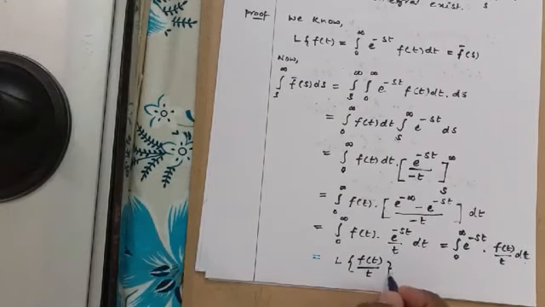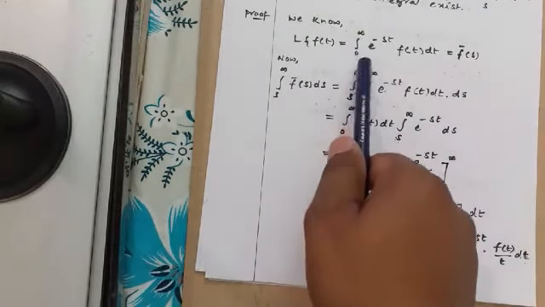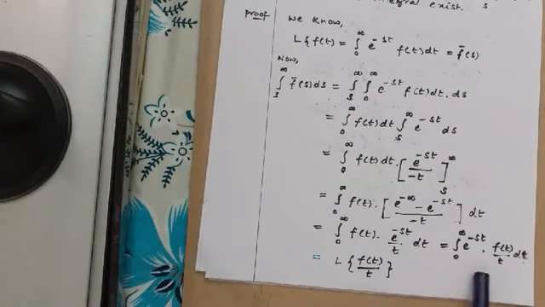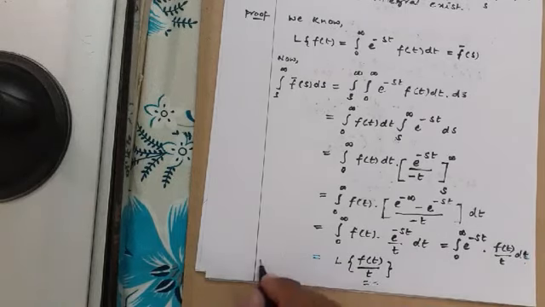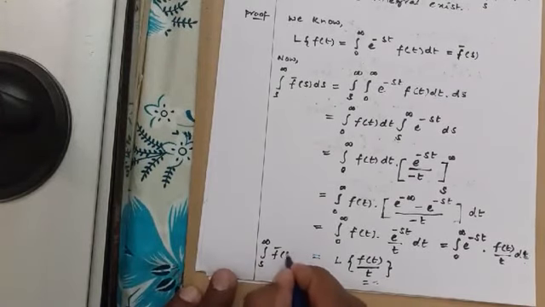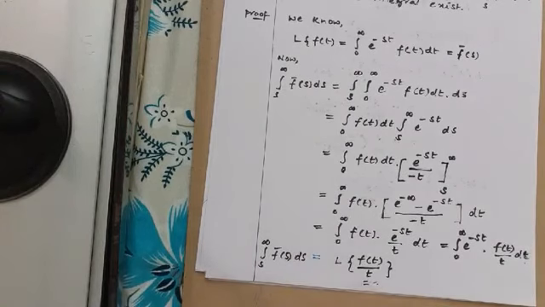This is the formula for Laplace of f of t by t, because Laplace of f of t is nothing but integral 0 to infinity e power minus st f of t dt. So here when you compare that, from that we can write Laplace of f of t by t. So hence the proof. We started from integral s to infinity f bar s ds is equal to Laplace of f of t by t. So this is the proof for that. Based on this we'll have problems tomorrow.